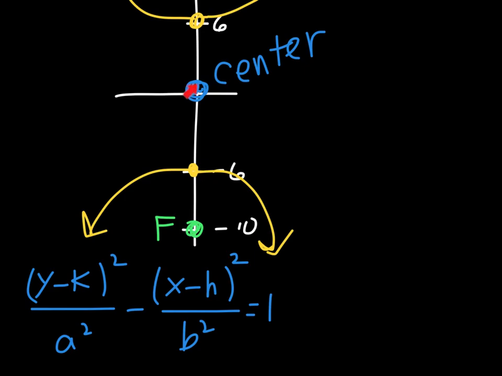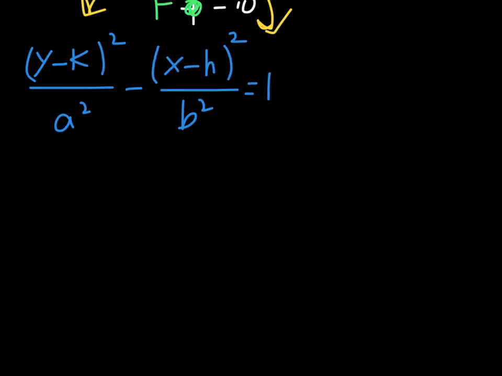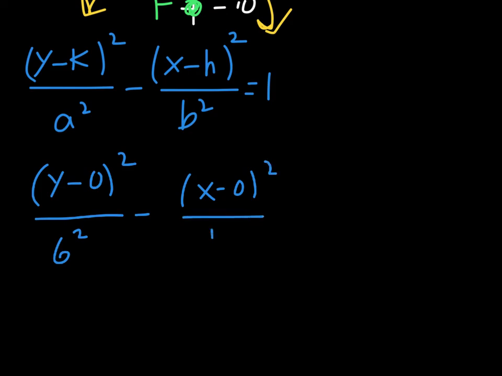So a is, what, 6 units? I can highlight that for us if you want. This is a, which is 6 units, right? That's what a is. So then let's see what we have here. We have y minus 0 quantity squared over a, which is 6 units, so 6 squared, minus x minus 0 quantity squared over b squared is equal to 1. So then the only thing that's missing is b, okay?